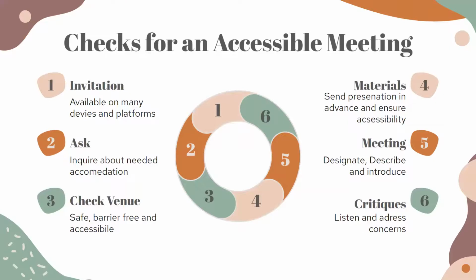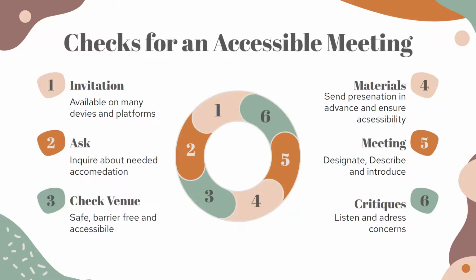Some checks for an accessible meeting. First of all, start with an accessible invitation that can be viewed on many platforms. During the invitation, ask about any accommodations needed for the meeting: wheelchair access, closed captioning, or color blindness. Double check that your venue supports these needs and make adjustments if necessary. Try and provide these materials ahead of time to allow participants to follow along and make needed changes to the format before the day of the meeting. This enhances everyone's understanding and comfort and allows for full participation.